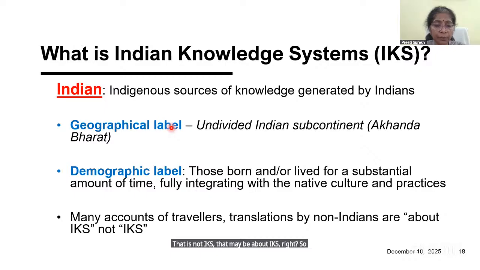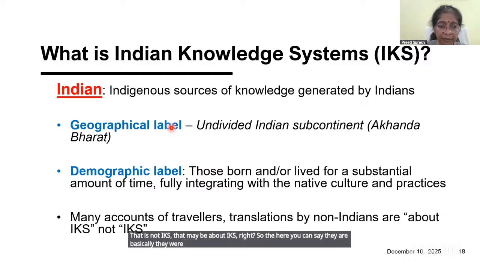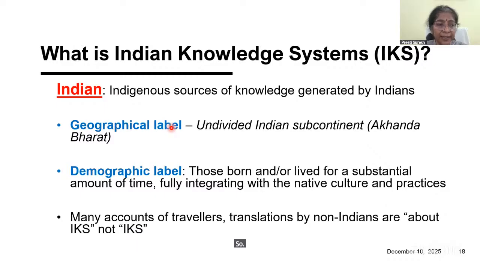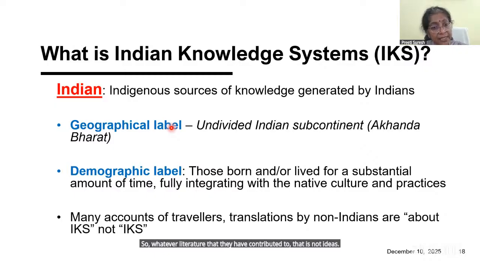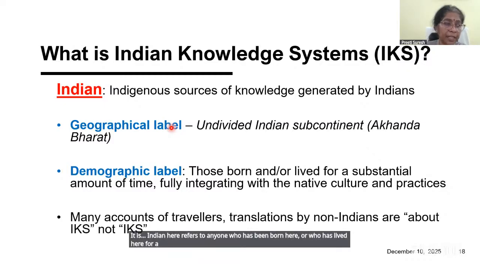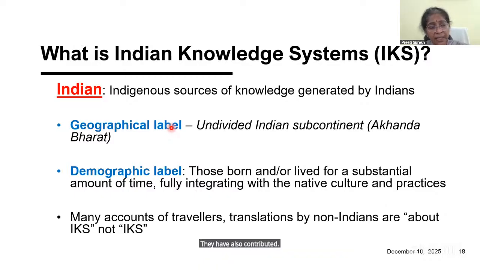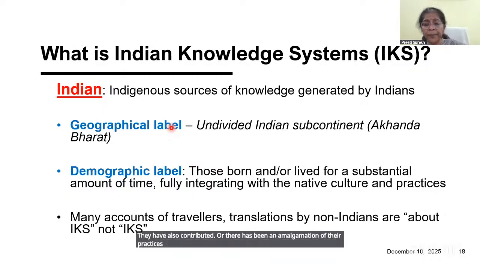So here you can say they were foreign travelers who came here, who observed the things here, and they have documented it. So whatever literature they have contributed, that is not IKS, but it is about IKS. So I hope the term Indian is now very clear to you: Indian here refers to anyone who has been born here or who has lived here for a substantial period of time, and they have fully integrated in the native culture and practices, and they have also contributed, or there has been an amalgamation of their practices or of their culture.